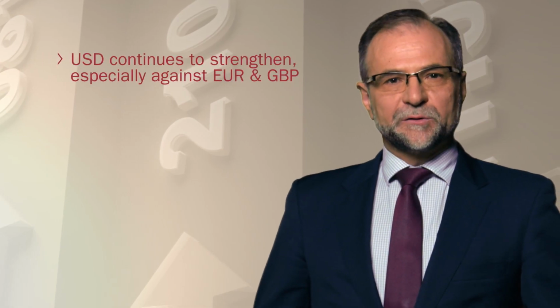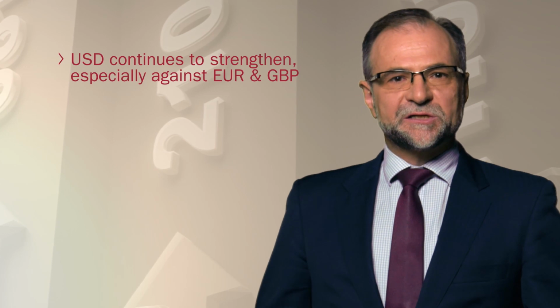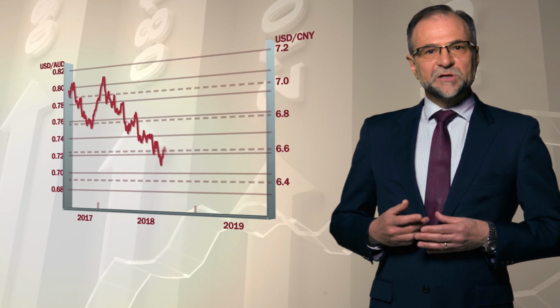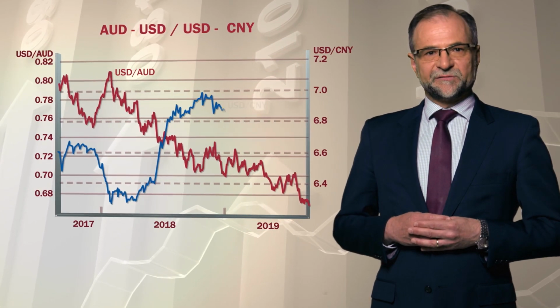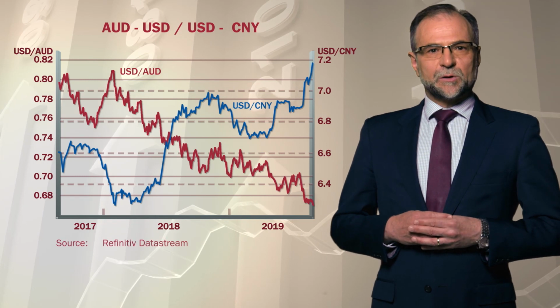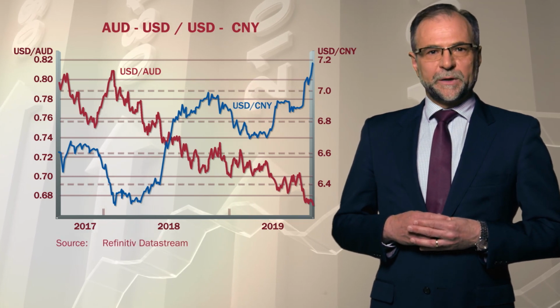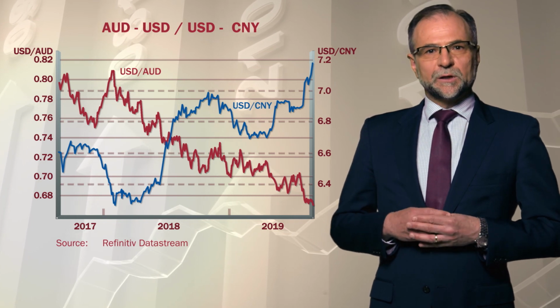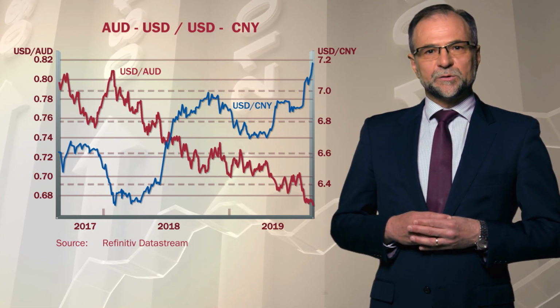Despite this, the US dollar is continuing to strengthen, especially against the euro and the pound, as Brexit risks pick up, but also against the Aussie dollar and the Chinese yuan, which is above 7 for the first time since the GFC. In many ways, the Australian dollar is a proxy for the Chinese economy and emerging markets. Therefore, as uncertainty grows, the US dollar is in demand, despite their falling interest rates.